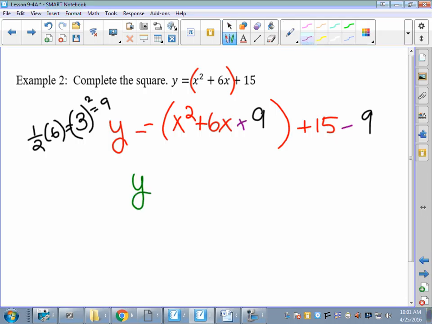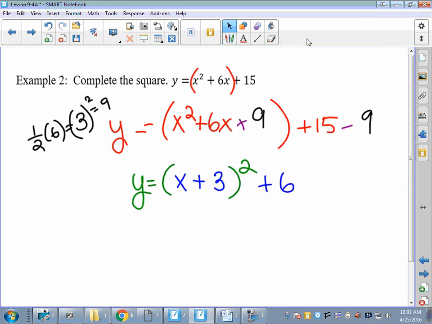So that means I'm going to have a y equals. I'm going to do a little bit of factoring shortcut here. What goes inside my parentheses? And my half of b. And my math problem at the end, 15 minus 9 is a 6. So I just completed the square.